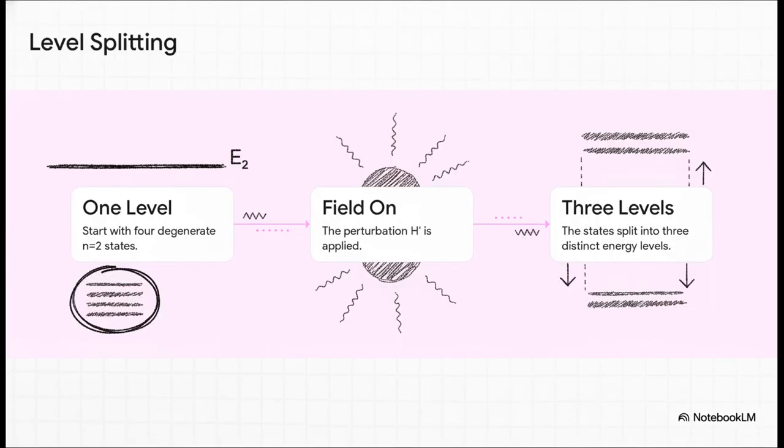So let's visualize what just happened. Before we turned on the field, we had one energy level, E2, with 4 states living there. We turn on the field, and that single level splits into 3. One state goes up, one state goes down, and 2 states, the ones that weren't mixed, stay right where they were. The degeneracy has been lifted by the field.